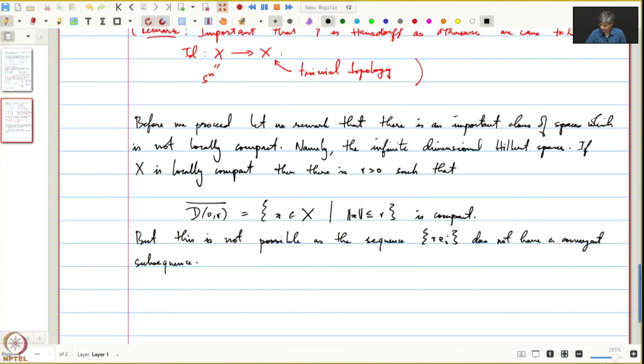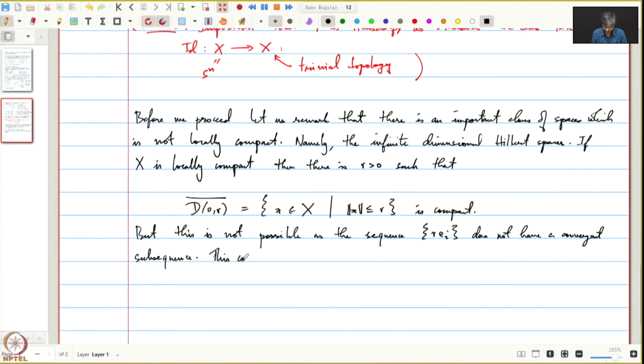So this contradicts the result we proved, that in a compact metric space, every sequence has a convergent subsequence.